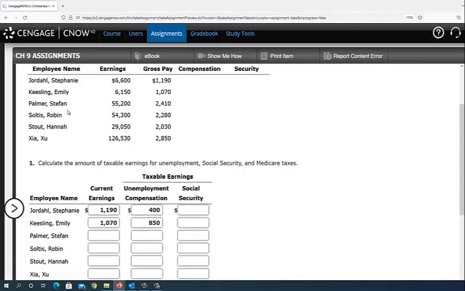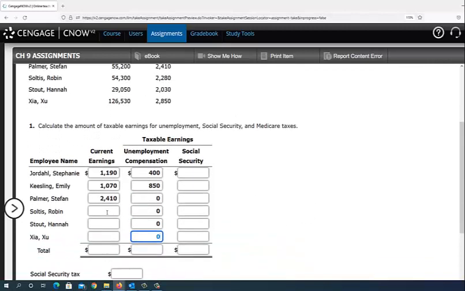Okay, now let's look at Stephen. Stephen has already exceeded that limit. So since he exceeded the $7,000 limit long ago, none of his current pay is going to be taxed for unemployment. Robin is the same. He's already exceeded. Hannah has already exceeded. And Zoo has already exceeded. So we'll just put zeros all the way down in the unemployment column. And then we will copy the current earnings in. We're going to need that to calculate the Medicare tax.